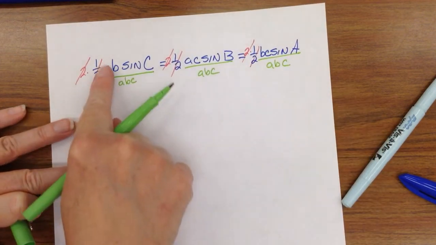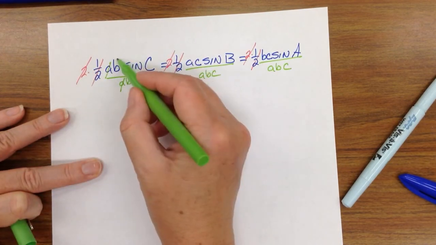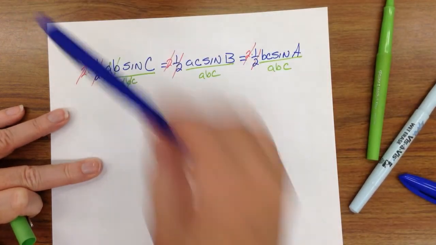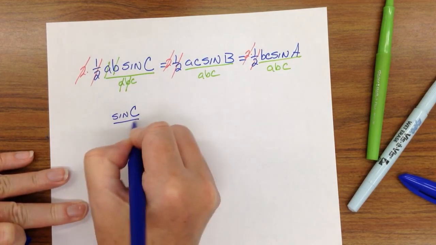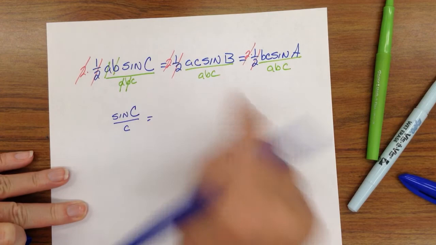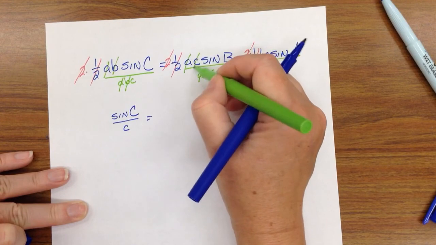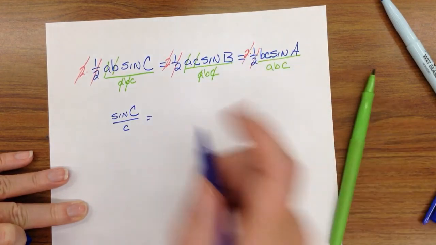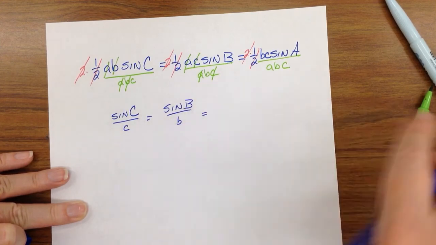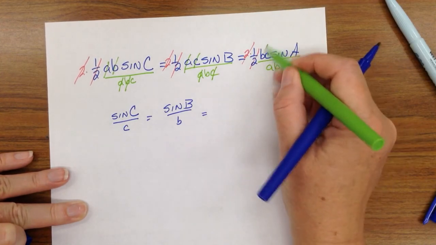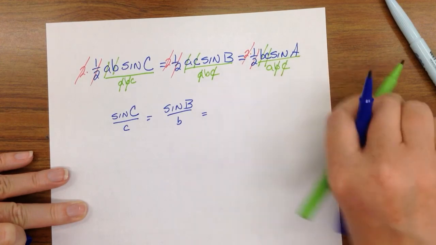All right, look at this first fraction. The A's will cancel. The B's will cancel. And what's left? What's left, you say? Sine of C, that's angle C, over side C. Next fraction. The A's cancel. The C's cancel. What's left? Sine of B over side B. No way. Yeah. Last up, the B's cancel. The C's cancel. And you have sine of A over side A.